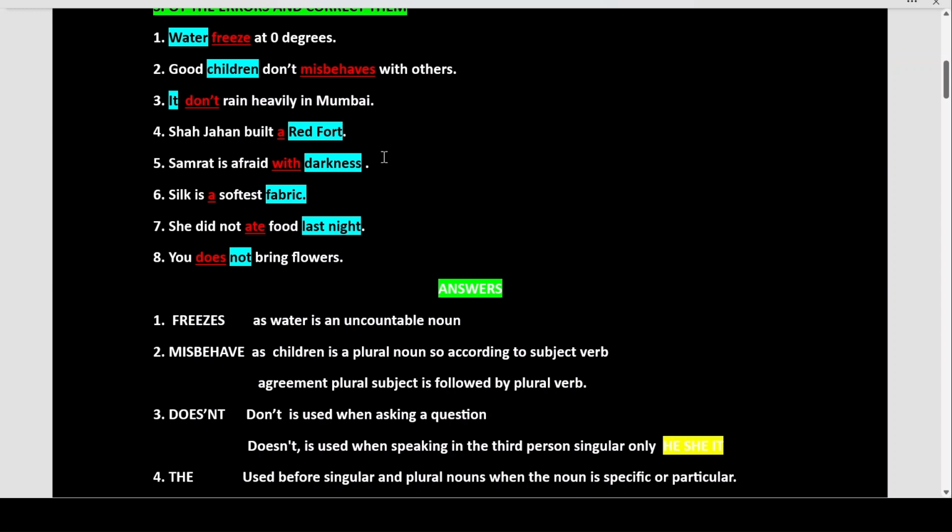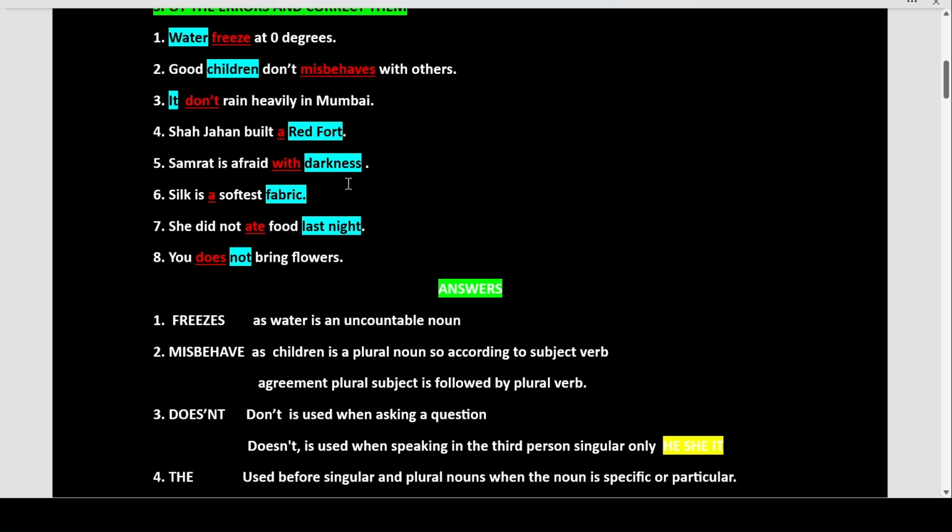Fourth, Shah Jahan built a red fort. Now, this is a statement regarding articles. A red fort is wrong. Shah Jahan built the red fort because we are talking about a specific monument here, the Red Fort. And for specific things, we use the definite article, the.